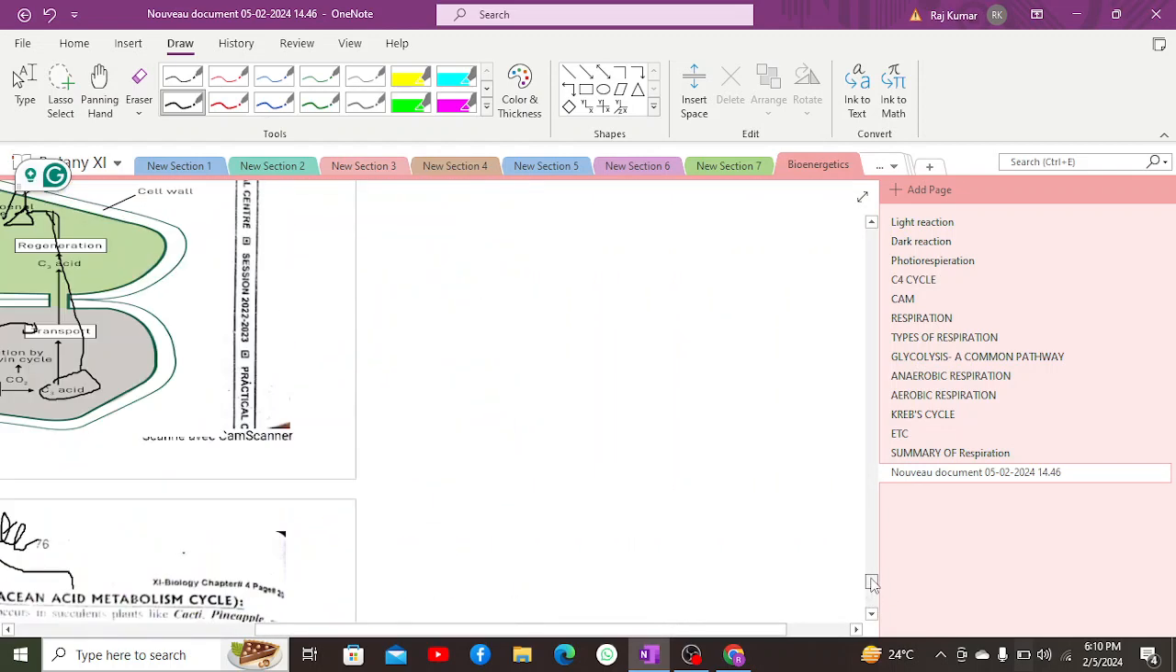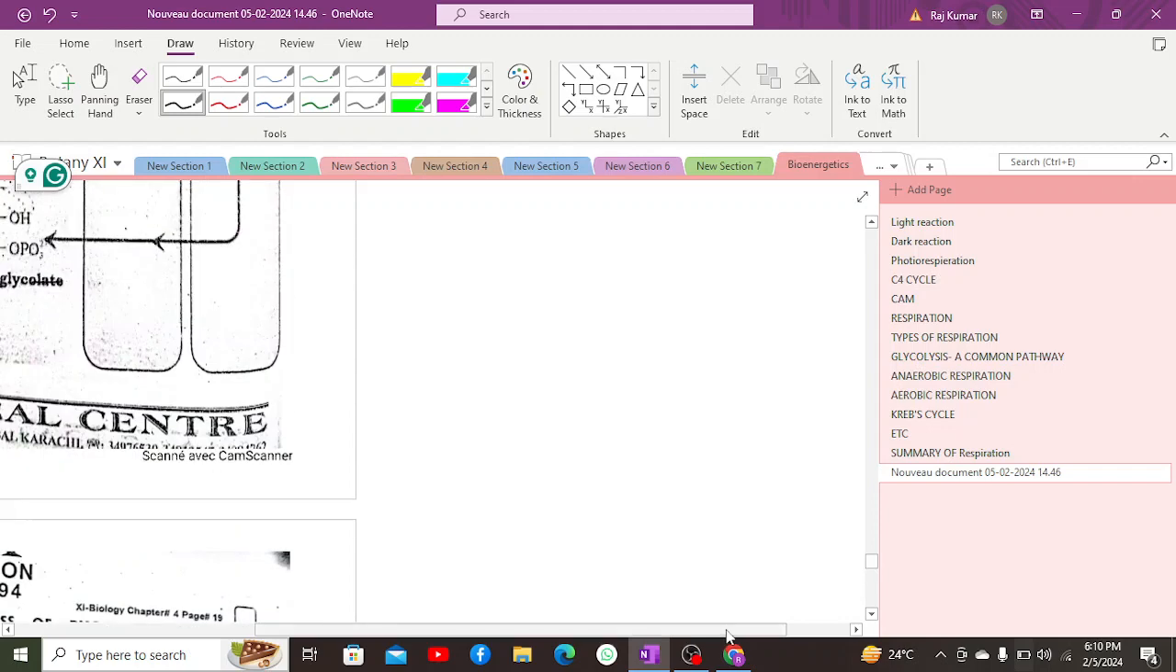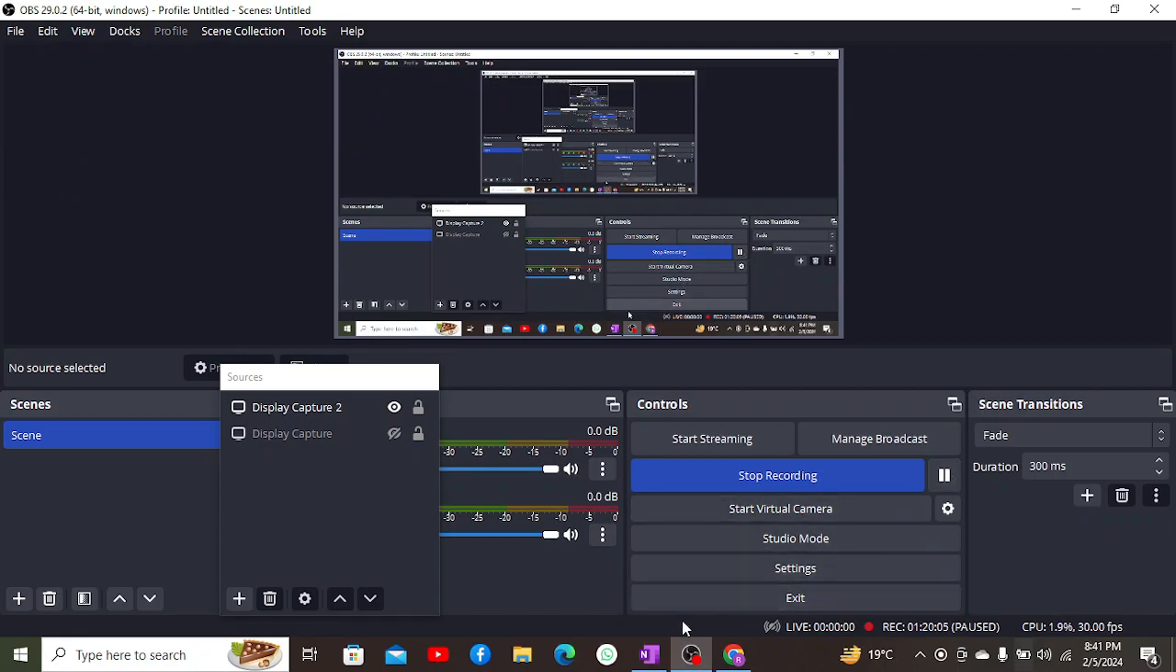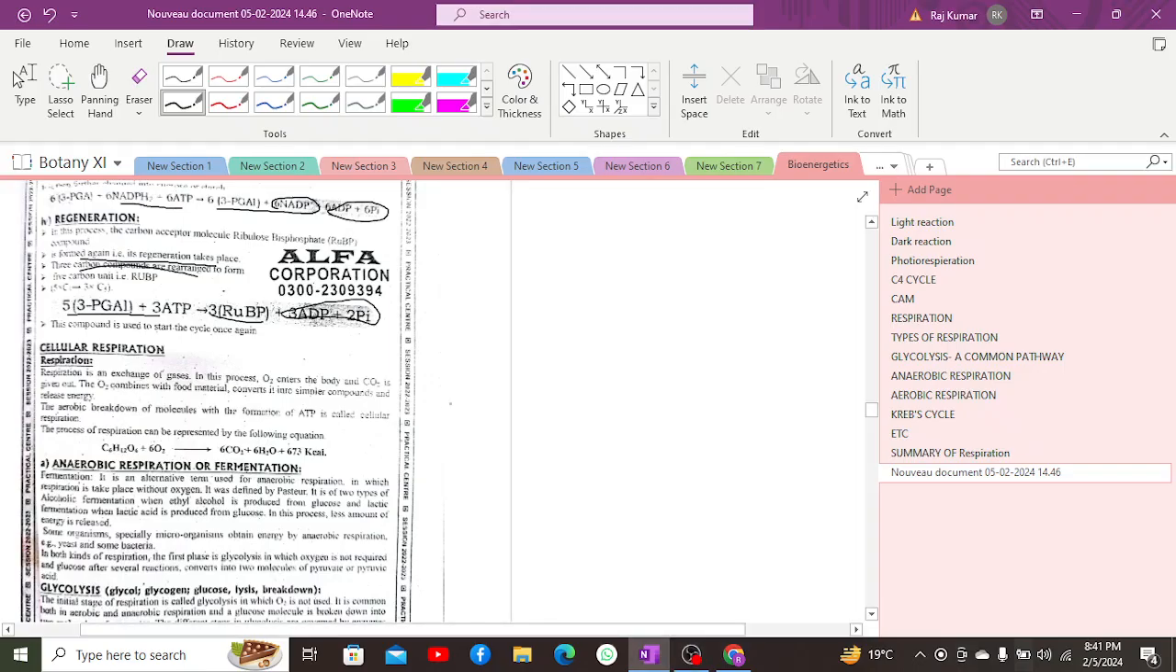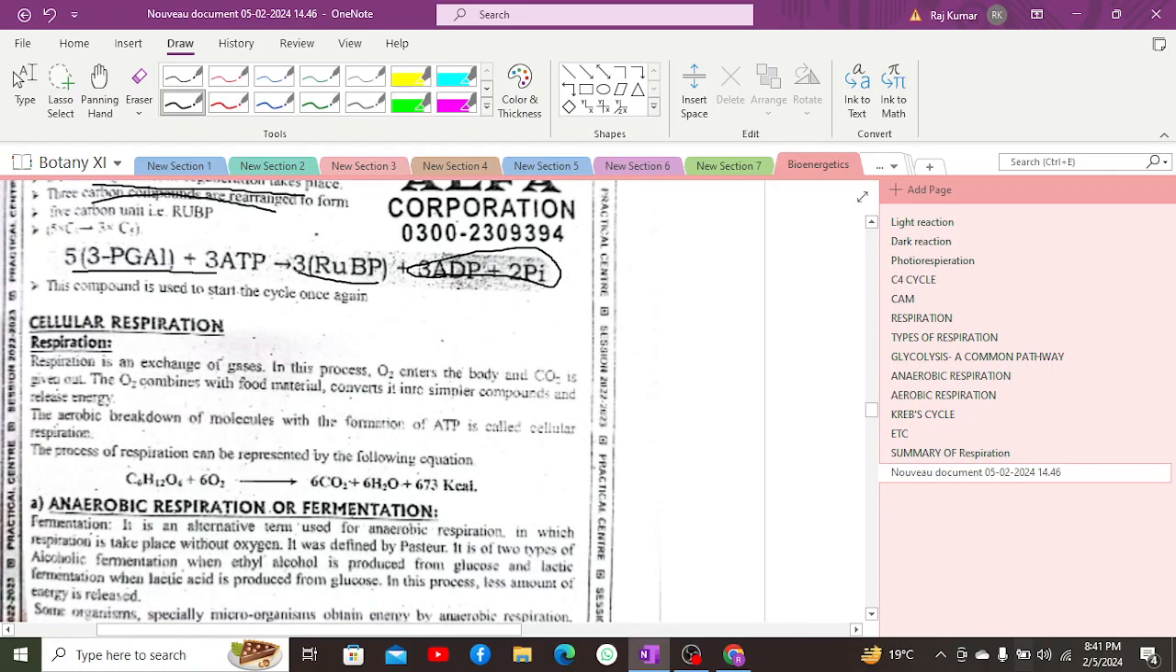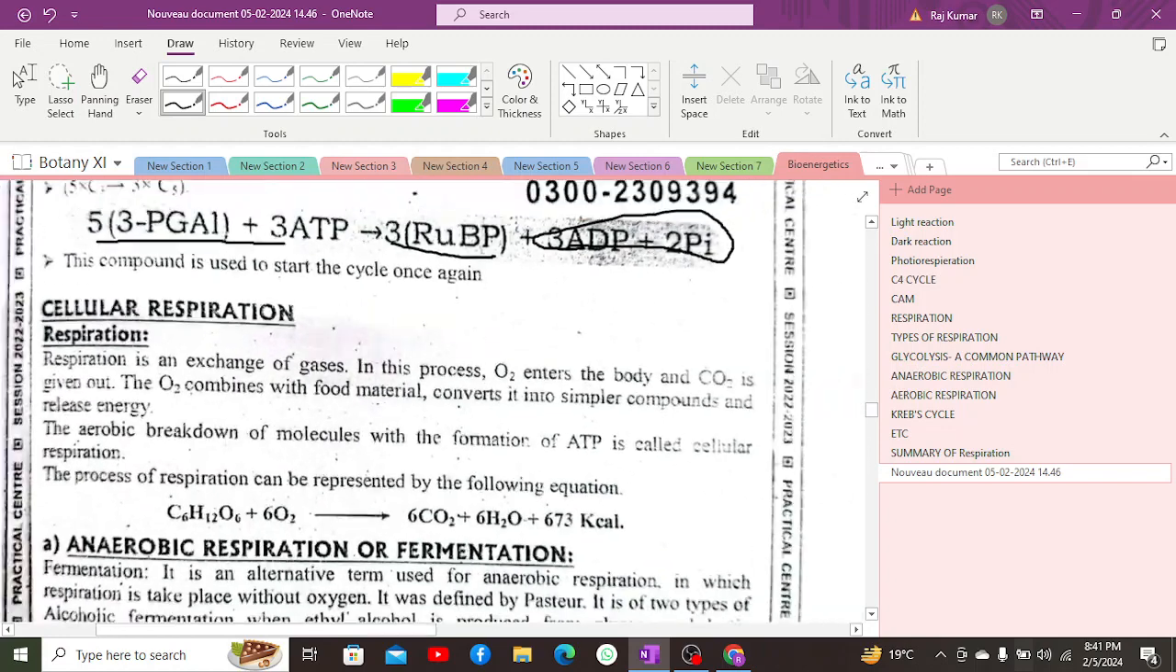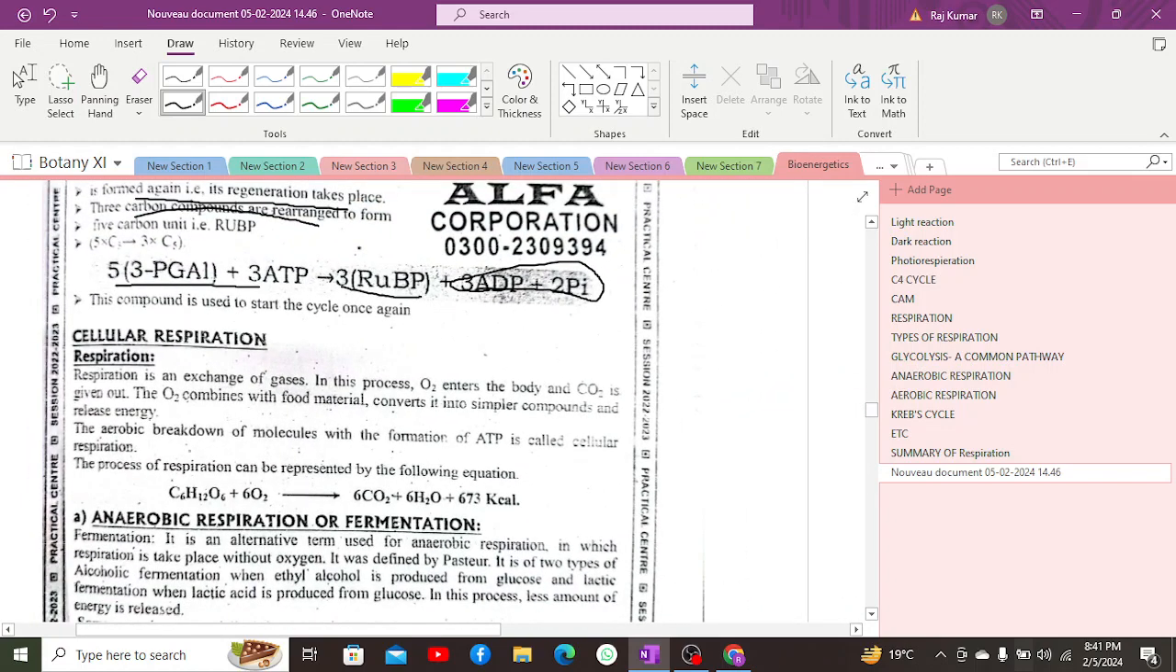And apart from that, the next topic we are going to study is aerobic respiration. Here, we are going to study cellular respiration. Respiration is an exchange of gases. In this process, oxygen enters the body and carbon dioxide is given out. Now, cellular respiration is the process in which there is oxidation of glucose, such that aerobic breakdown of molecules occurs with the formation of ATP, which is known as cellular respiration.